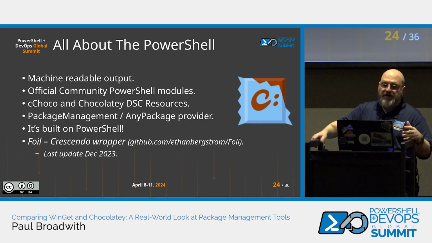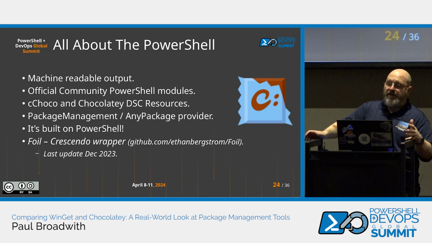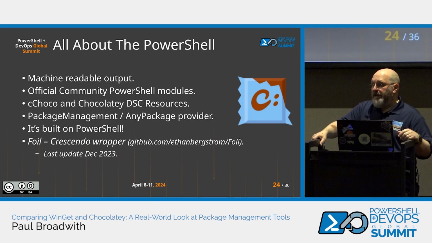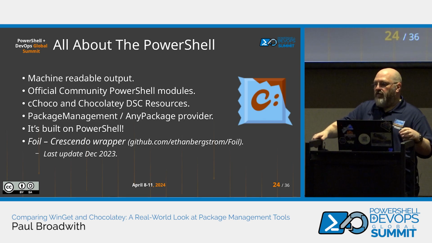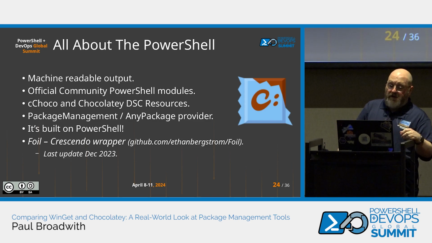There's also the PackageManagement, OneGet, package provider you can use, very much like WinGet. It's built on PowerShell. I had to put that in there because everything in a Chocolatey package is a PowerShell script. If you want to do anything, all the instructions, we call it the installation instructions or the uninstallation instructions, are all PowerShell scripts. So that's easy enough for you to maintain if you know PowerShell. So again, it's built on PowerShell. And Ethan Bergstrom also created Foil, which is another Crescendo wrapper, but this time for Chocolatey CLI. And that was last updated in December last year.